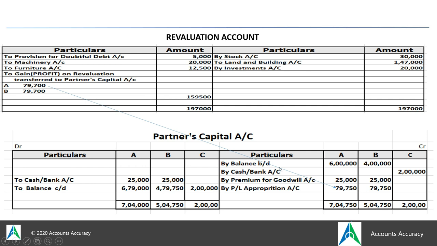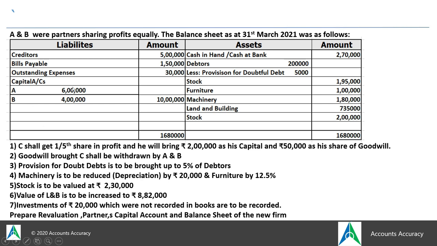Then we have by balance brought down, 6 lakh and 4 lakh. This is provided here in the balance sheet, 6 lakh and 4 lakh. This is the capital value which is given in the balance sheet. It will be shown in the partners capital account as by balance carried down. So this is the balance of capital which will be shown in A's and B's column, and again in C's column it will be 2 lakh because C brought 2 lakh as capital, and he also brought 50,000 as premium for goodwill. So this premium for goodwill will be divided.